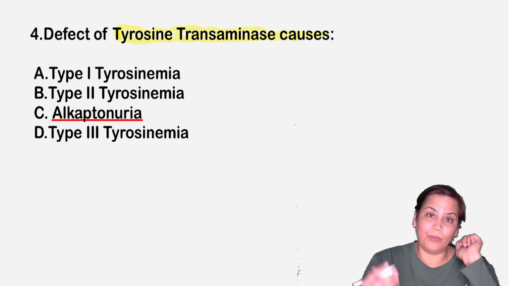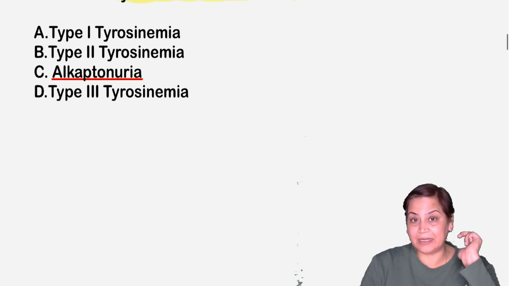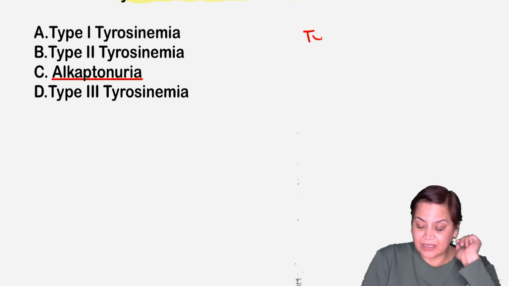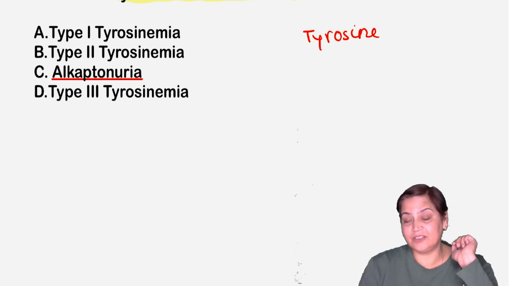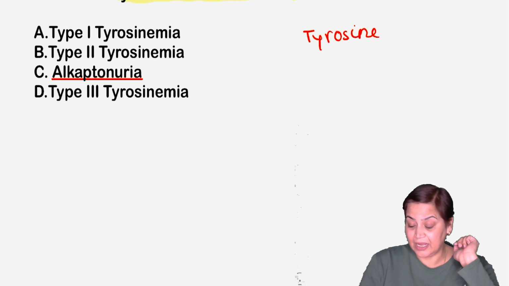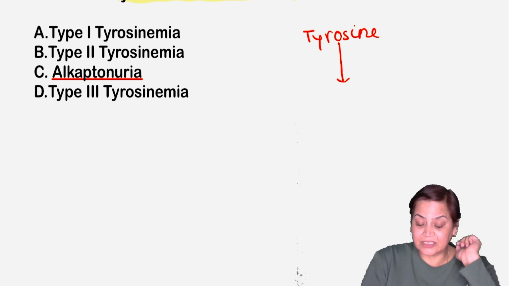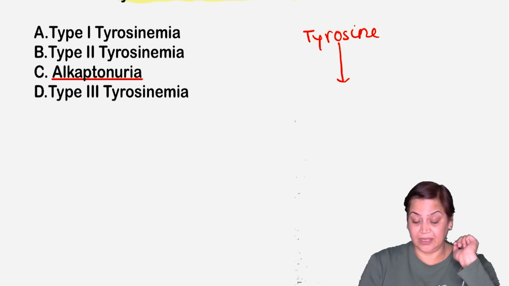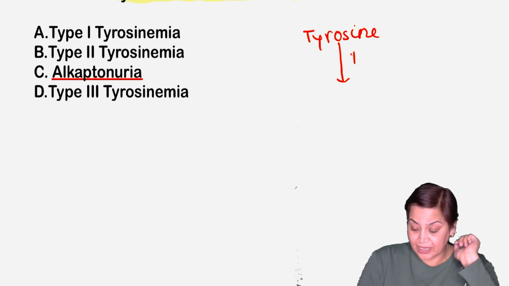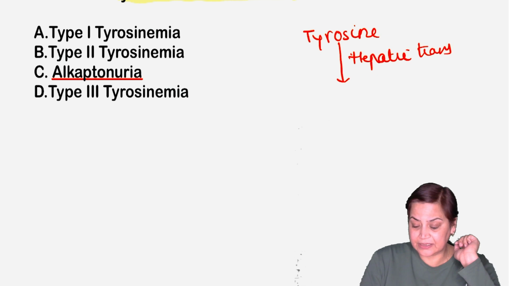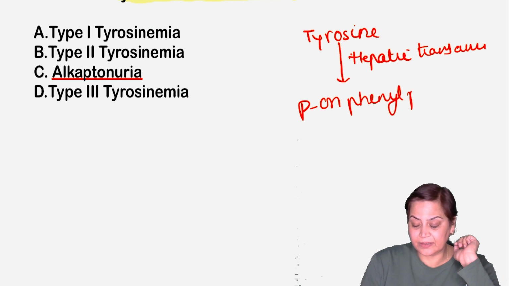Now if we go back to the metabolism, we know that this tyrosine, which is derived from phenylalanine, is glucogenic as well as ketogenic. Since transamination occurs here in the liver, the enzyme can be hepatic transaminase, right? And it forms para-hydroxyphenylpyruvate.